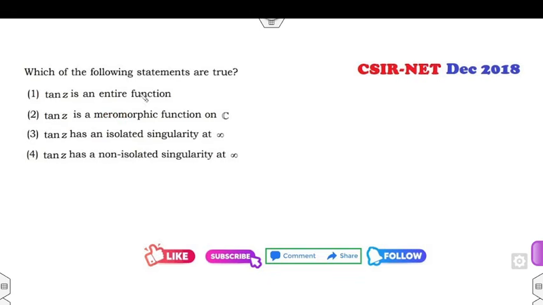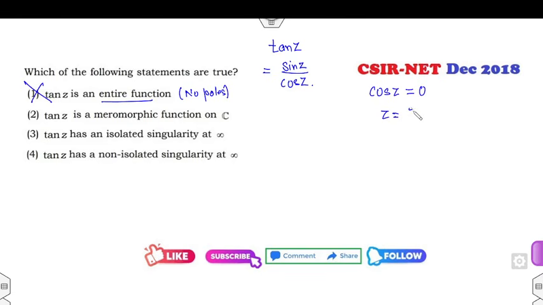Okay, look at another one. Which of the following statements are true? The function is given as a tangent. I can write this function as sin z over cos z. Which of the following is an entire function? Entire means there is no pole, but that's wrong because the function has a pole when cos z is 0. That means z is (2n plus 1) pi over 2. These are my poles. Fine. The first option is cancelled.